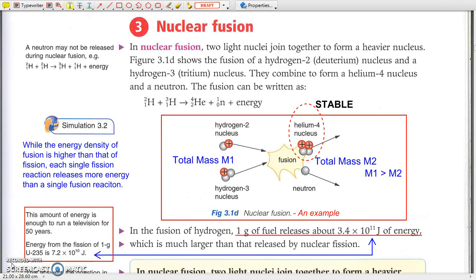Although nuclear fusion may produce even more energy than fission, it occurs at extremely high temperature and pressure, and it is more difficult to control. No practical large-scale nuclear fusion reactor is now available.